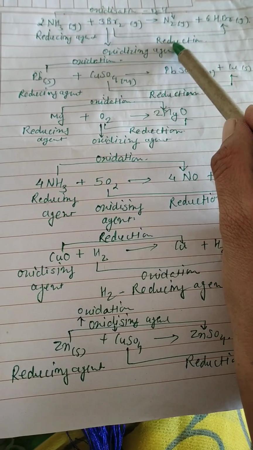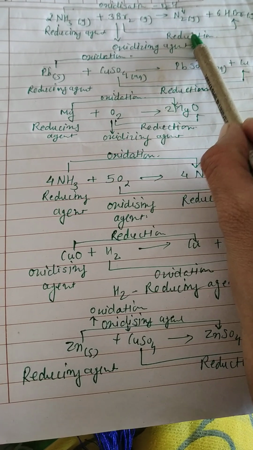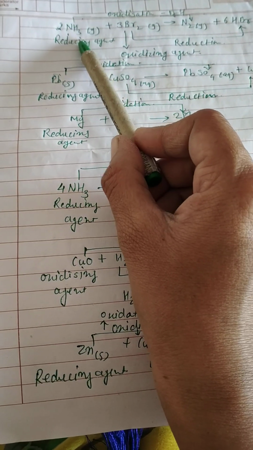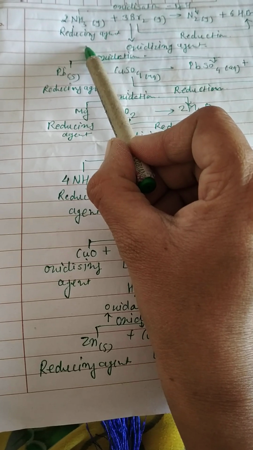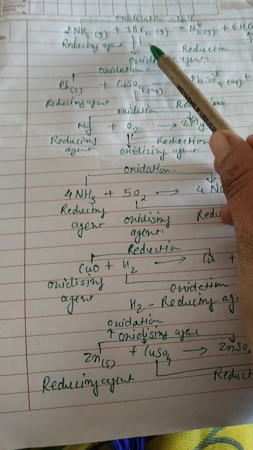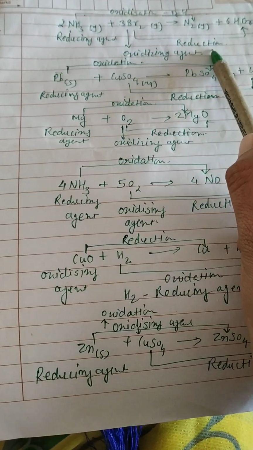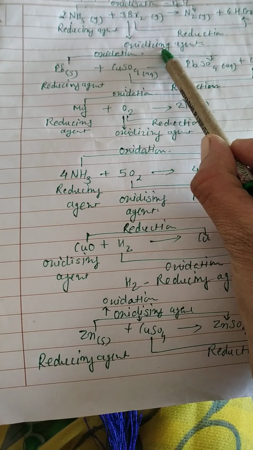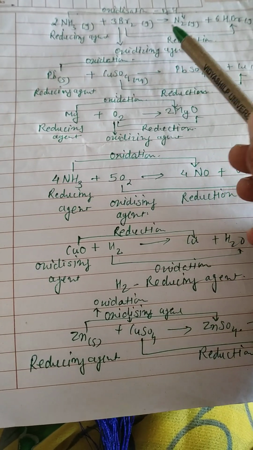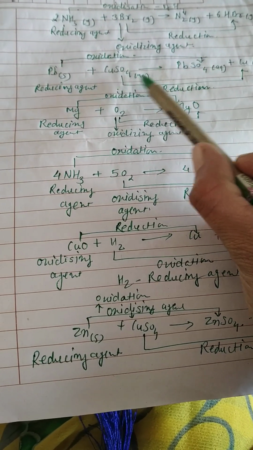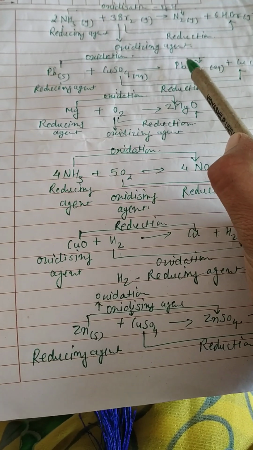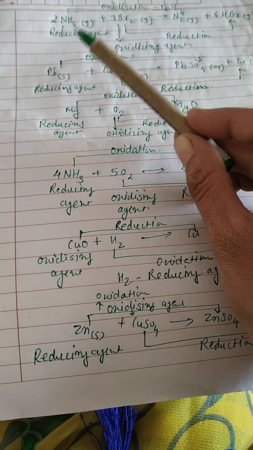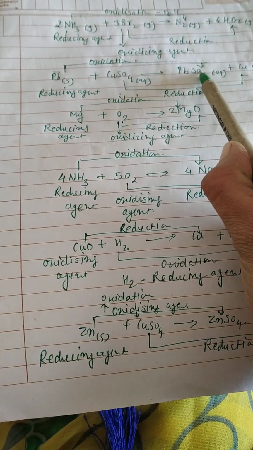It's very simple to identify the reducing agent. The reactant that undergoes oxidation will always act as a reducing agent, and the reactant that undergoes reduction will act as an oxidizing agent. So what do we need to write? First we write the oxidation, then the reduction, the species that undergo oxidation and reduction. After that we mention the reducing agent and oxidizing agent.